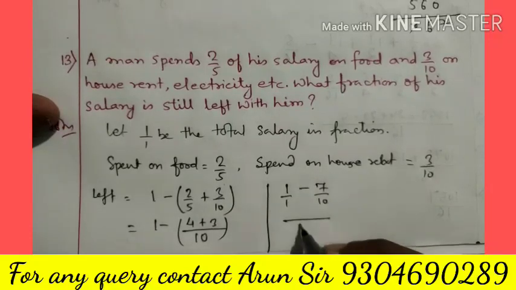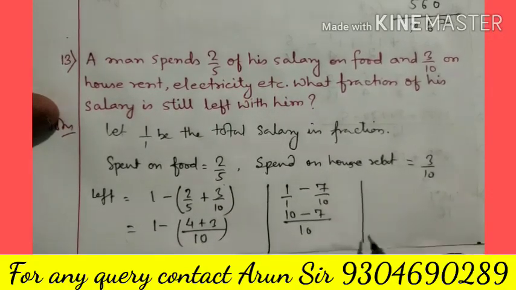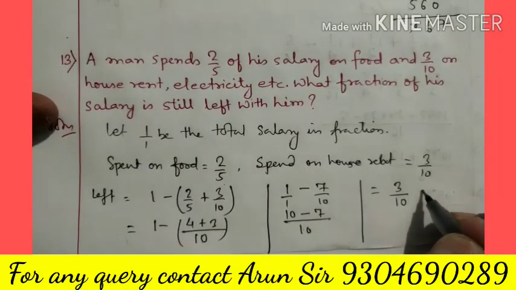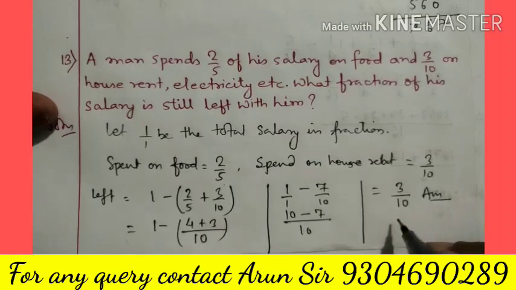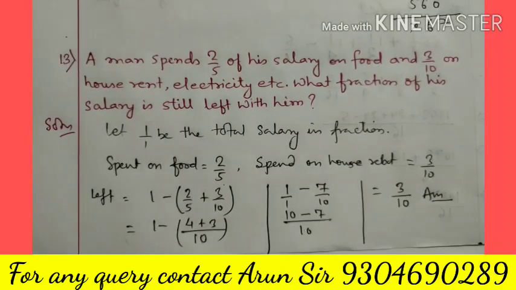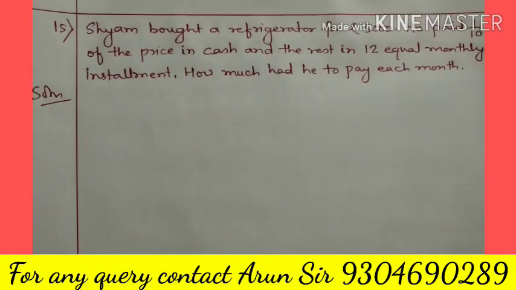Again we will take LCM. 10 1 10 ja 10 1 ja 10, minus 10 1 ja 1 7 ja 7. It will be 3 by 10. Then 3 by 10 part of salary is still left. This will be your answer. Question number 14 you will solve by your own. Question number 15 we will solve next. Let's see question number 15.